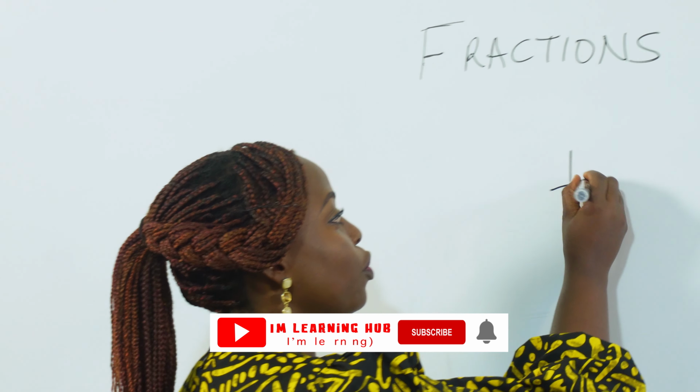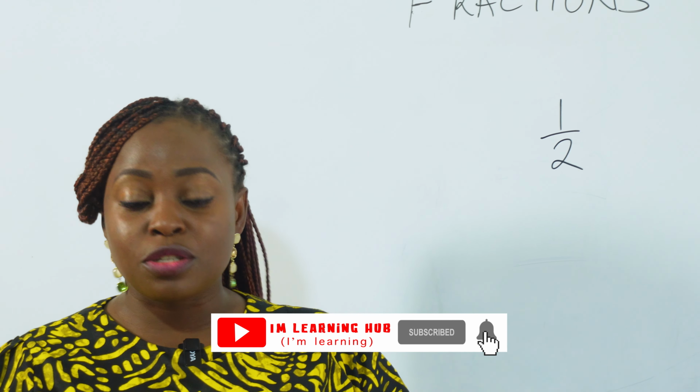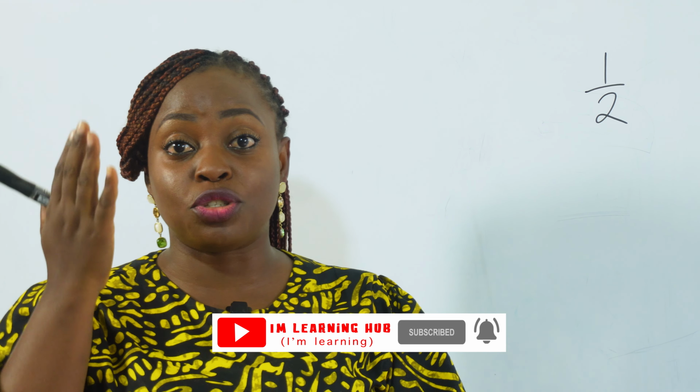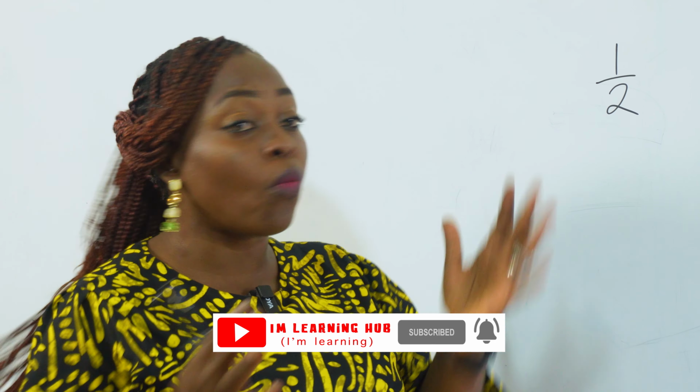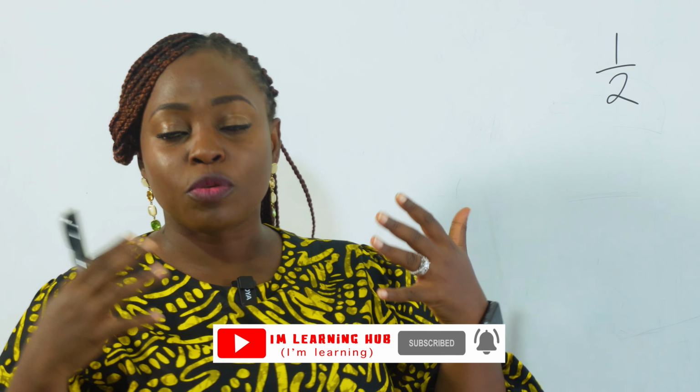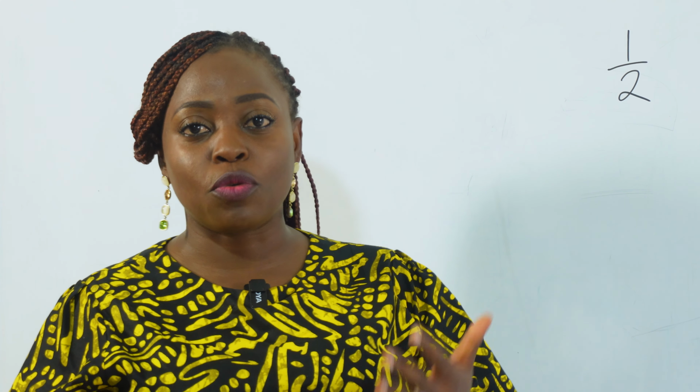Hi there. So today we're going to be looking at fractions. Now, what is a fraction? A fraction is just part of a whole or equal parts of a whole. So when you hear the fraction 1 over 2, 1 over 2 basically just means you have an object and you share it into two equal parts. One of those parts is called half. So fractions are parts of a whole.